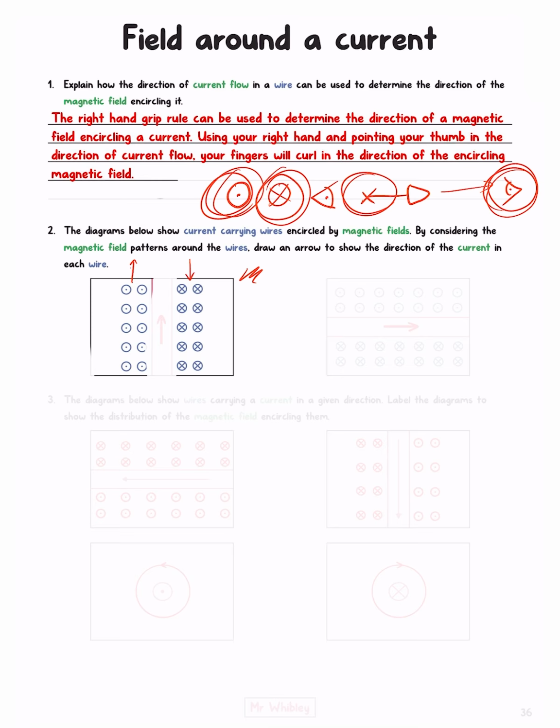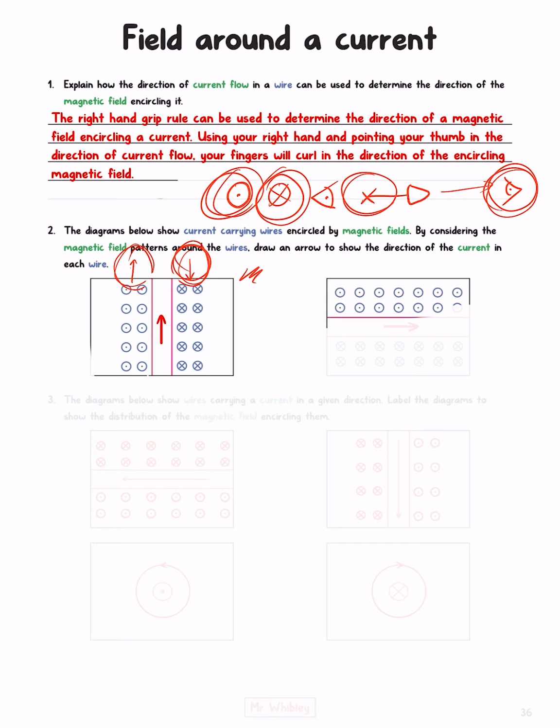And so if we grab our right hand and curl our fingers so that they're coming out of the page in this direction and curling into the page on this side, what you'll find is that your thumb is going to be pointing upwards, which indicates the direction of our current.